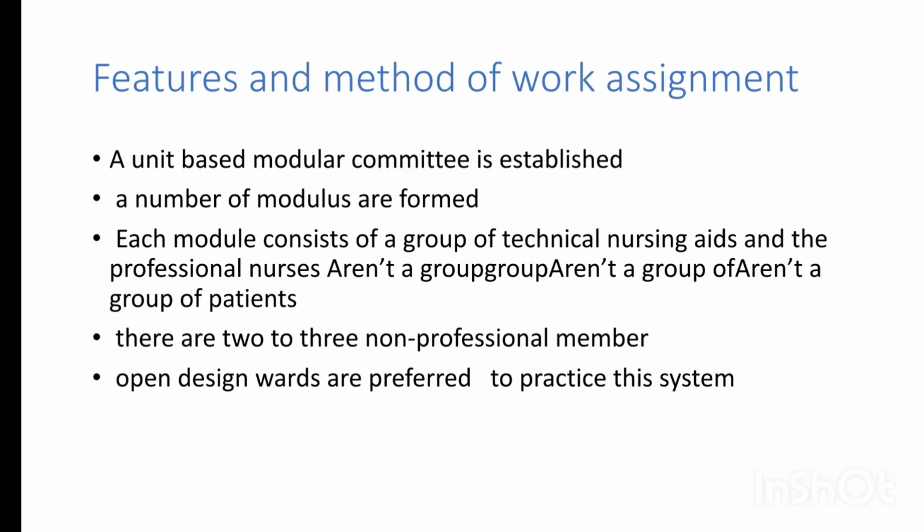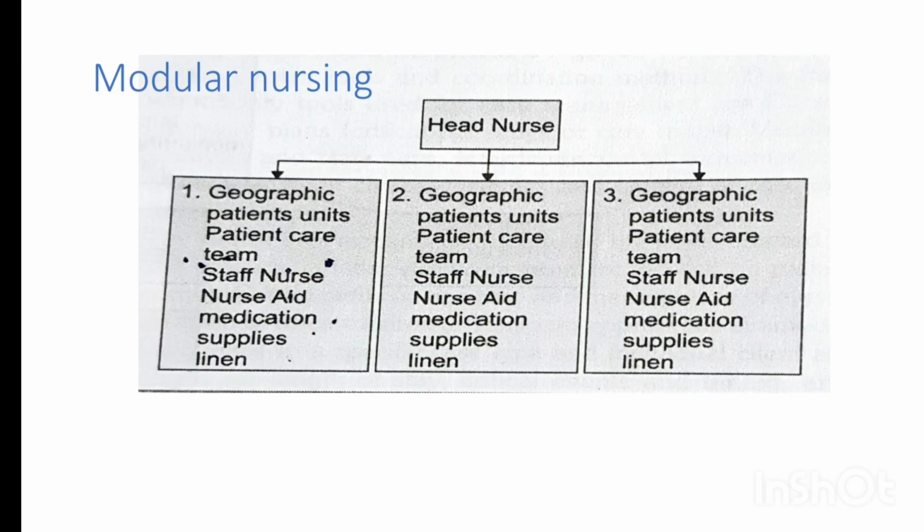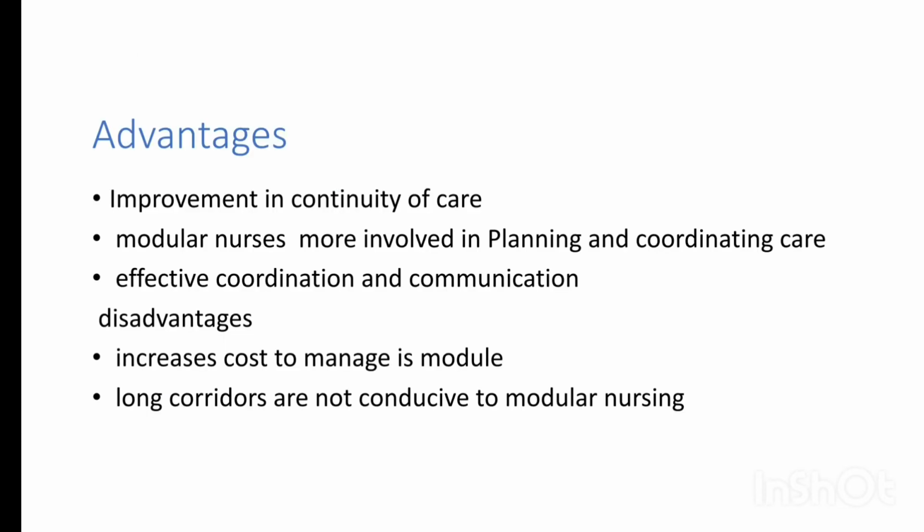Then what are the features and method of work assignment? A unit based modular committee is established. This schematic flow I will show you. Here a unit based arrangement of the patient and staff nurses. They have given here geographic patient units, patient care team, staff nurses, nursing aides, and medication, supplies, linen, and everything is there near to the patients according to each unit's needs. Okay, that is the schematic flow.